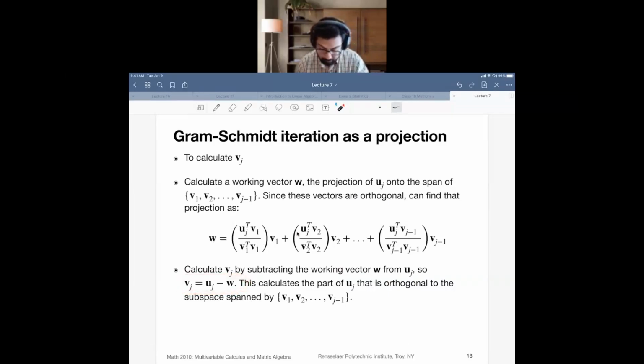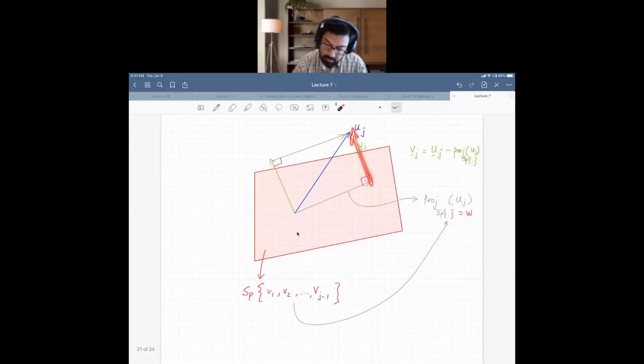So you are calculating VJ by subtracting W from the given vector UJ. And the way you are finding W, which is the projection of UJ onto the span of all the previously obtained vectors, is by projecting it onto that span. So this calculates the part of UJ that is orthogonal to the subspace spanned by all these vectors, which is our green line over here. It is perpendicular to that plane that is spanned by V1 through VJ minus 1.